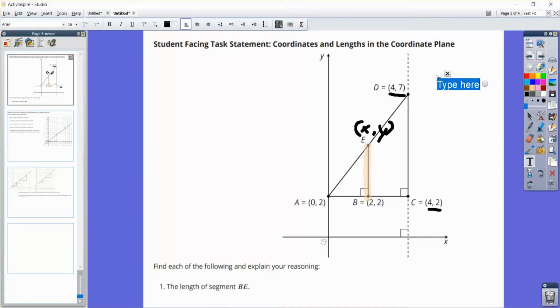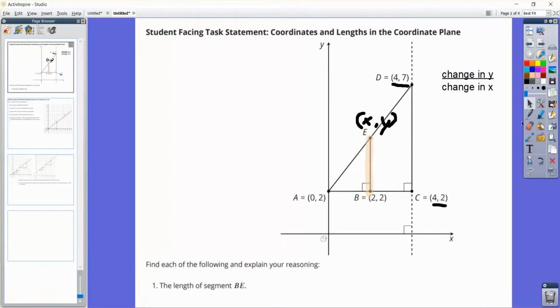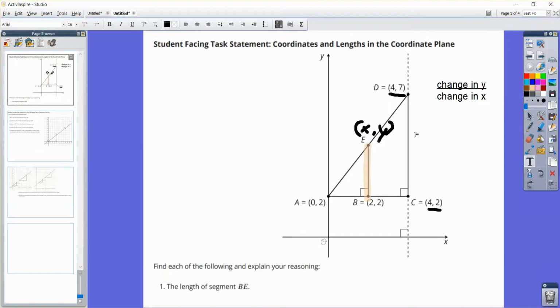So we would want to know the change in y, and at the same time we also need to know the change in x, to get that idea. It's similar to slope, but notice that here the change in x is nothing. So there's no change, and we can ignore that completely and just focus on the change in y. So the distance of this line would be the difference between 7 and 2, which is 5. So the length of this line, segment CD, is 5.